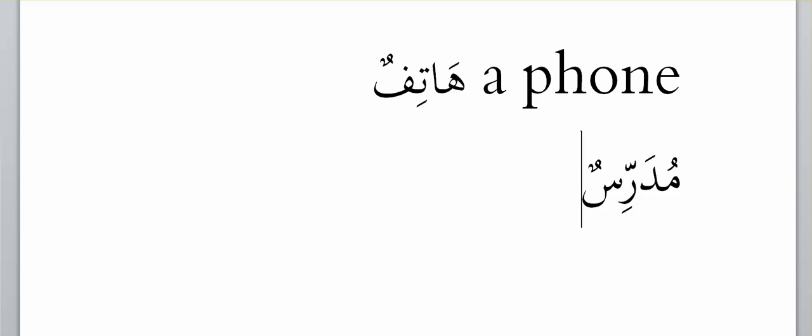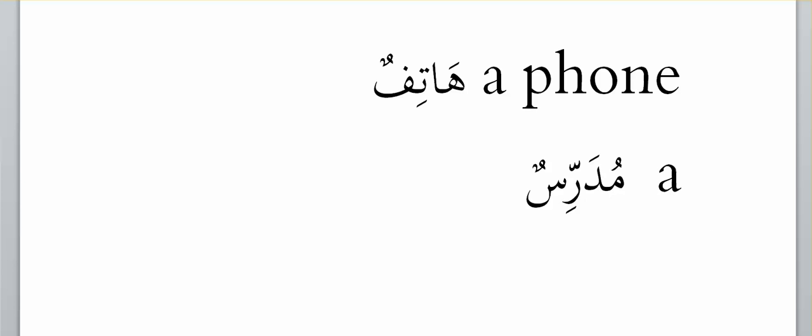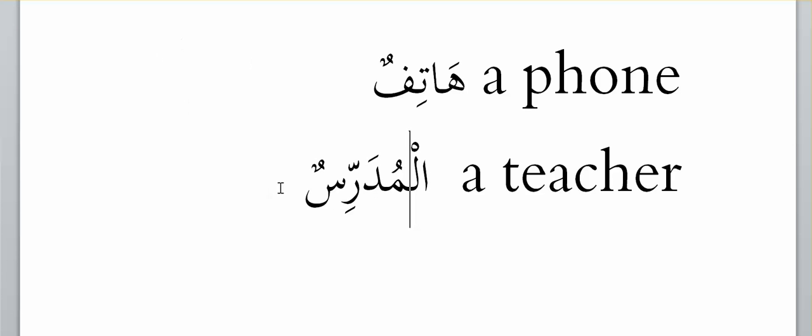How do we make it? This here means what? A teacher. How do we make it the teacher? Yeah. We add alif and lam. So we'll put alif and lam here in front of the meme and say al. What else do we do? Al mudarri. Do we say al mudarrisun? Do we say that? What do we say?